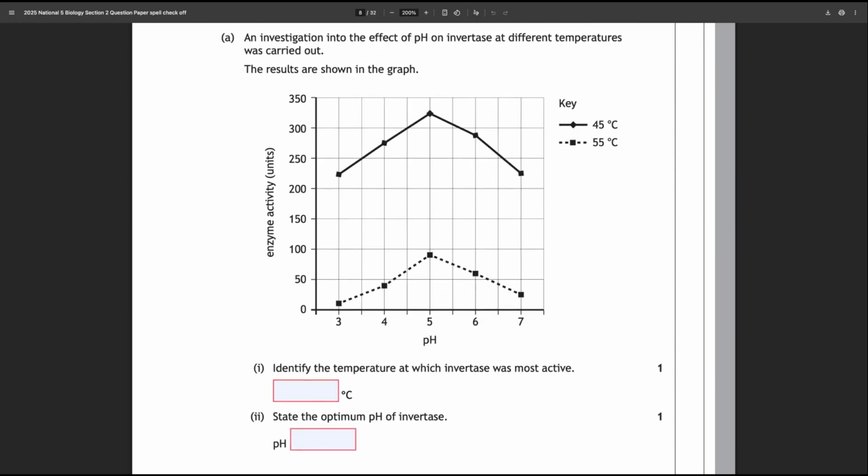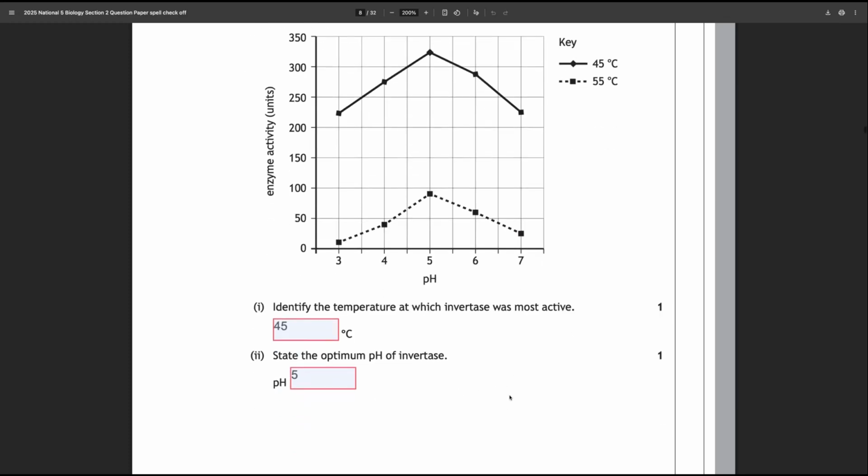Okay, so we've to identify the temperature at which invertase was the most active. Okay, so we've got two graphs here. We've got one showing 45 degrees, where the enzyme activity is significantly higher than at 55 degrees. So the temperature where it was most active is where there's the most enzyme activity, so therefore that's going to be 45 degrees. We've then to state the optimum pH of invertase, and again, if we look at both graphs, we can see the peak in enzyme activity is at pH 5 for both. So therefore we can happily say pH 5 is our answer there.